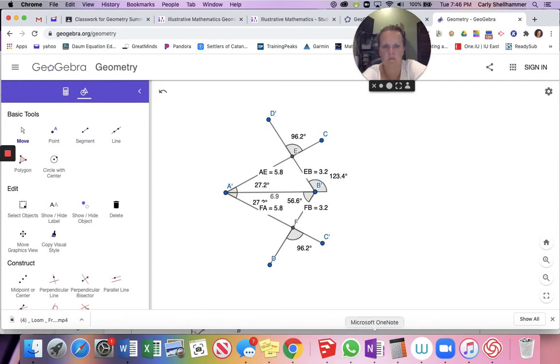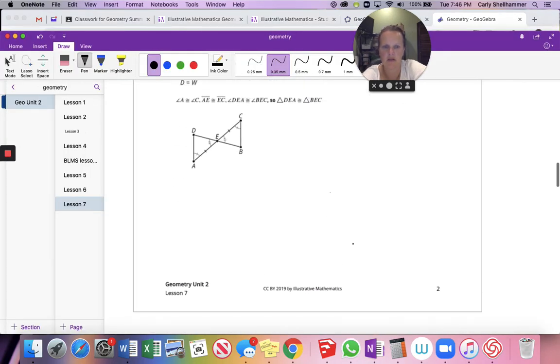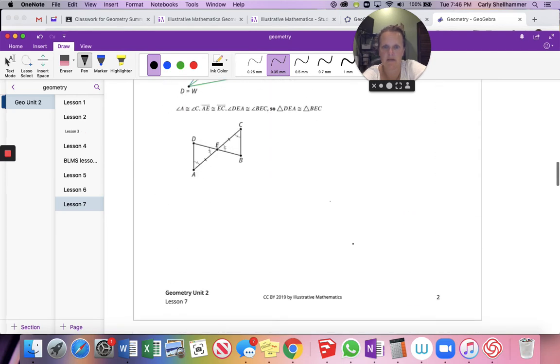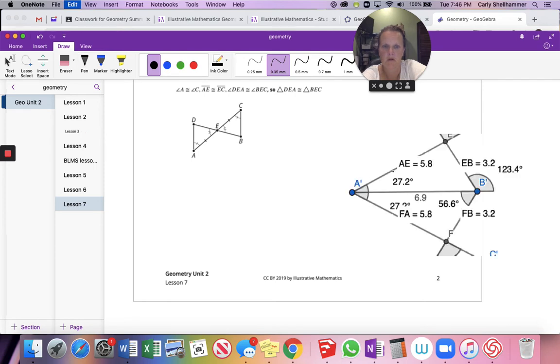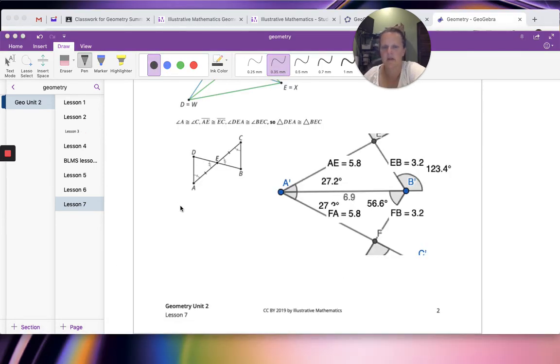Copy into OneNote. Let's just put it down here. Oh, looks like that's where all the space went. That's pretty funny. Putting it right here. So we got it in there. Let's just write a basic proof.